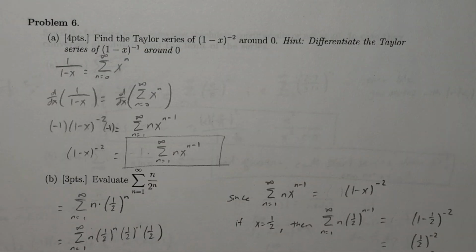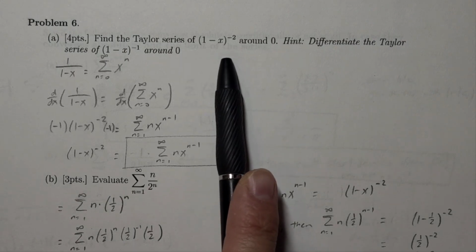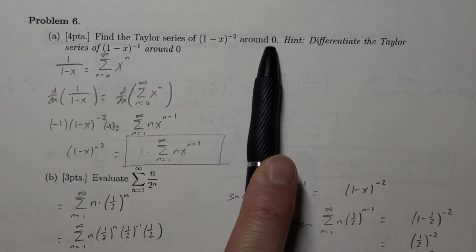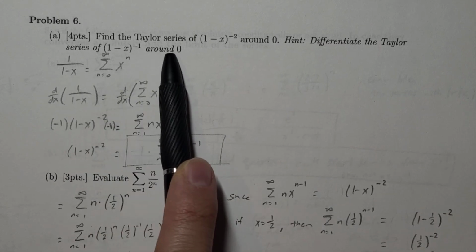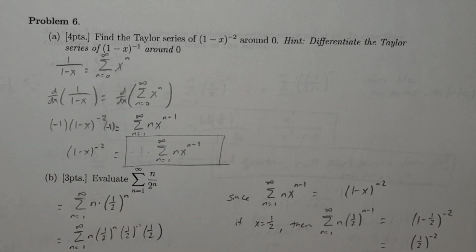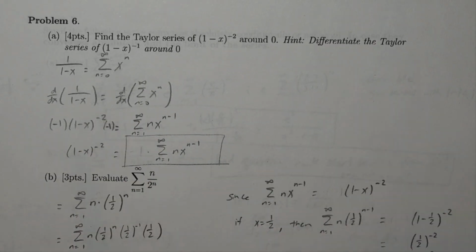Number 6, find the Taylor series of (1 minus x) to the minus 2 power around 0, so centered at 0. Hint: differentiate the Taylor series of this around 0. Okay? So how did I do this? Well, I took the hint.